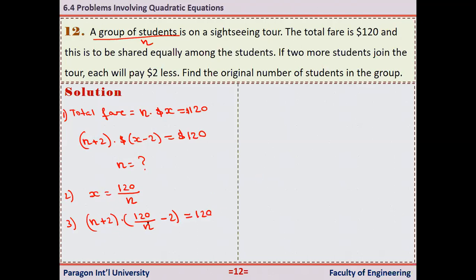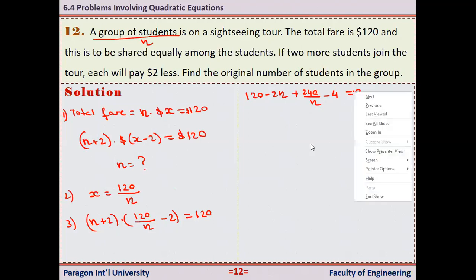Now, if you expand this, multiply N by 120 over N, here we have 120. N times negative 2 gives minus 2N. 2 times 120 over N gives plus 240 over N. And 2 times negative 2 gives minus 4. On the right hand side, we have 120. So now we need to solve this equation.